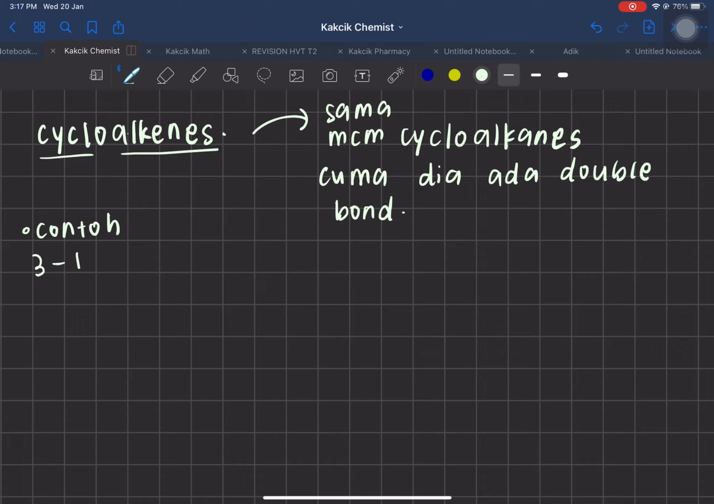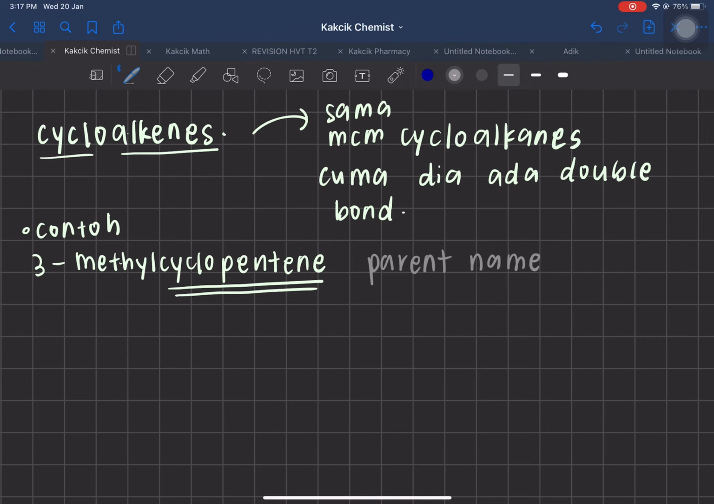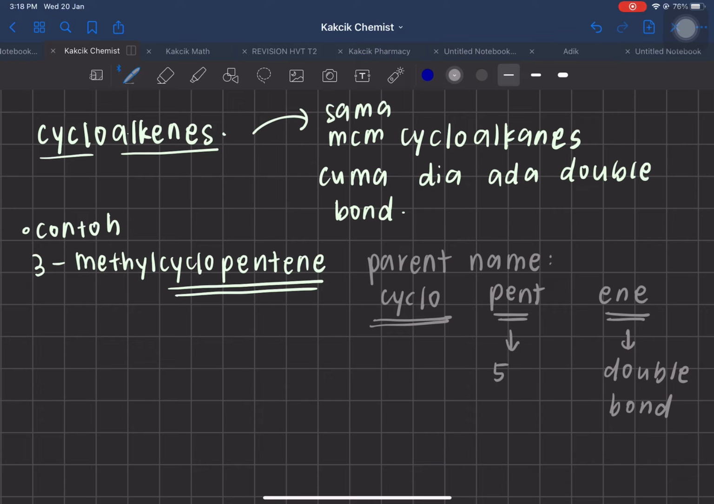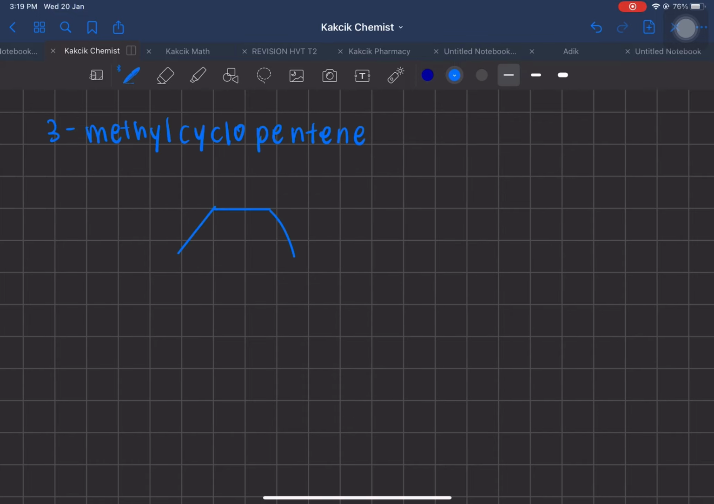Bila ada double bond, okay, kita akan buat contoh soalan dia. So kita ada soalan dia 3 methyl cyclopentene. Okay, you can start to identify the mistake that I make. Okay, first kali kita akan tengok parent name. Parent name adalah cyclopentene. So cyclo adalah 1 kitaran, pent adalah 5 carbon, ene adalah double bond. Okay, so 3 methyl cyclopentene, kita akan start lukis dia.